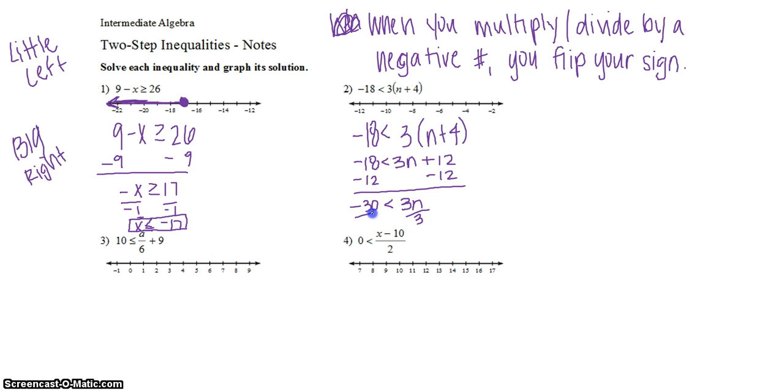Divide both sides by 3. I am dividing by a positive number, so that is still going to stay as a less than. Negative 30 divided by 3 is negative 10. Over here, the 3's cancel. I'm left with n. So up here, that's going to be an open circle. N is on the big side, so that goes to the right.